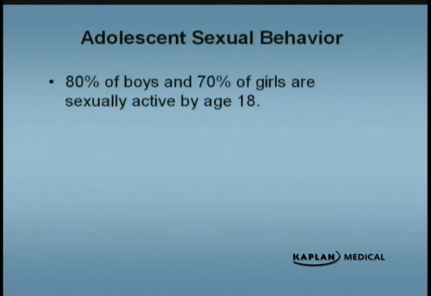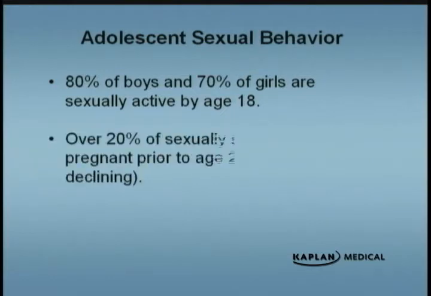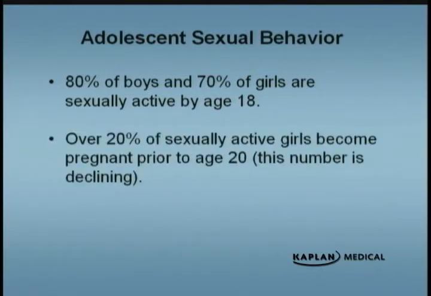Talk about adolescent sexual behavior. Roughly, giving you round numbers here again, 80% of boys and 70% of girls are sexually active by age 18. Notice a few more boys, but there's a lot of sexual activity in girls as well. I'll also add for you that a recently completed survey says 95% of Americans have sex prior to marriage. The notion of waiting until marriage to have sex is certainly non-normative in the United States.